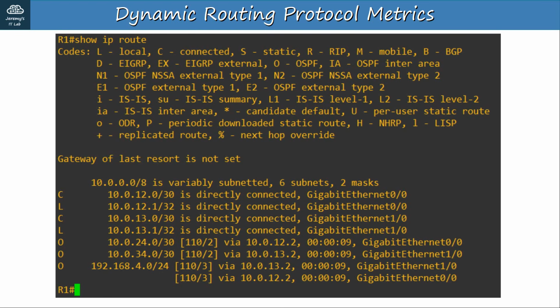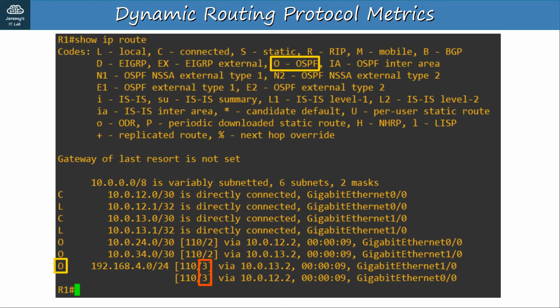Here's a larger view. In this case, both routes were learned by the dynamic routing protocol OSPF, as indicated by the code O next to the routes. They are both to the exact same destination, 192.168.4.0/24, and they both have the same metric. The metric value itself is also displayed in this output. Where is it? It's here. The second value in these square brackets is the metric value of the route.